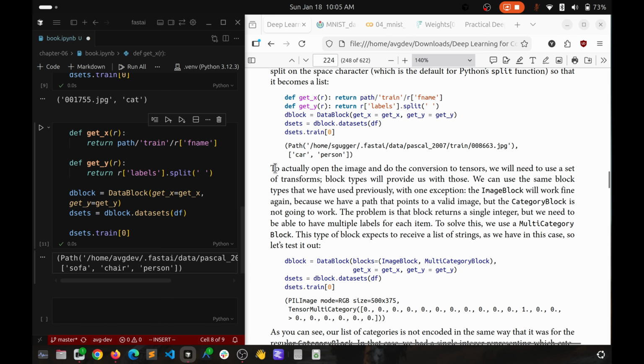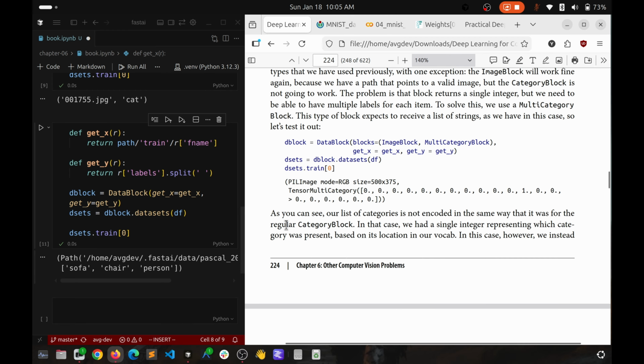Okay. So to actually open the image and do the conversion to tensors, we will need to use a set of transformations. Block types will provide us with those. We can use the same block types that we have used previously, with one exception. The image block will work fine again because we have a path that points to a valid image, but the category block is not going to work. The problem is that the block returns a single integer, but we need to be able to have multiple labels for each item. To solve this, we use a multi-category block. This type of block expects to receive a list of things, as we have in this case, so let's test it out.